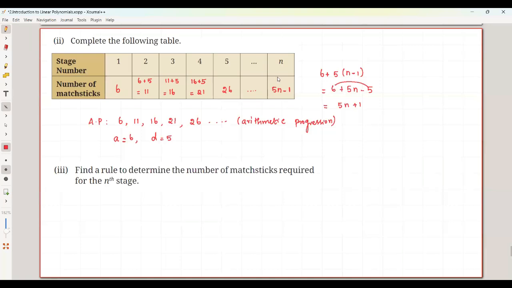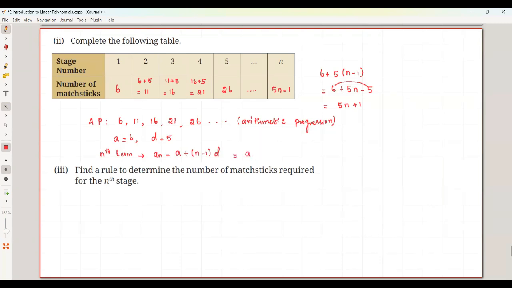Okay, so we have to find the nth term. For finding the nth term, we have a formula. We'll be learning it in 10th; at present, you just learn it. The nth term is nothing but an. an is equal to a plus (n minus 1) into d. This is the formula we have to learn. So an is equal to a plus (n minus 1) into d.